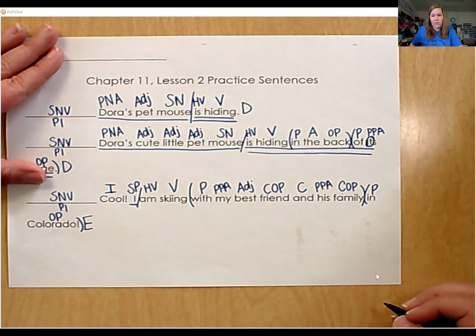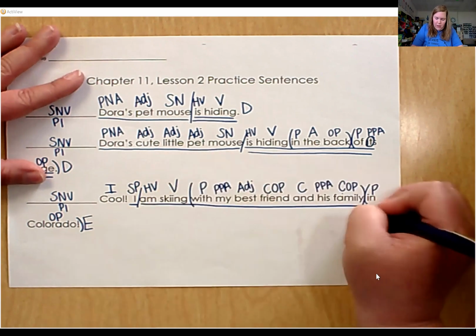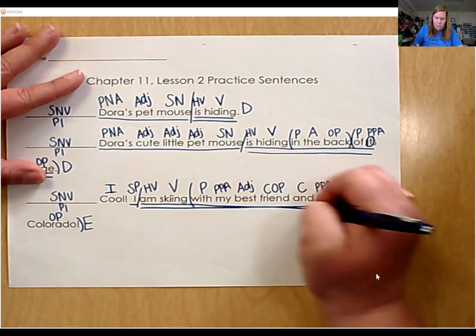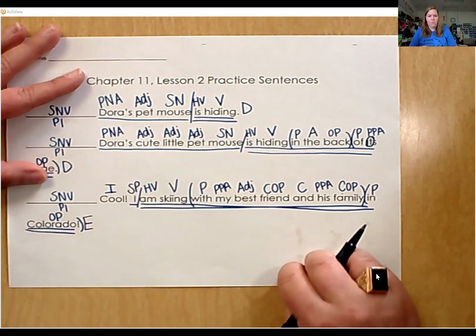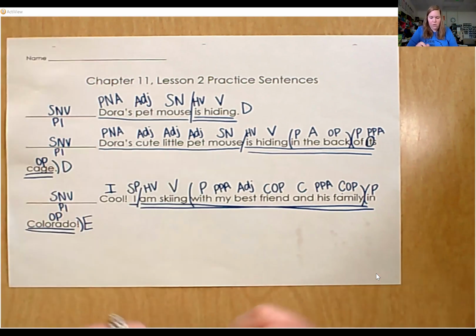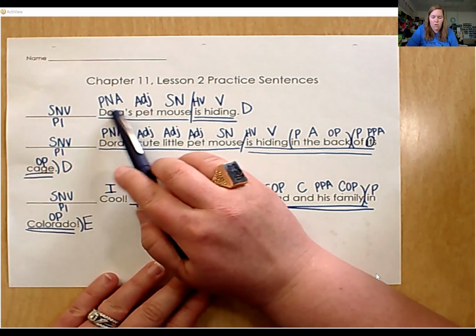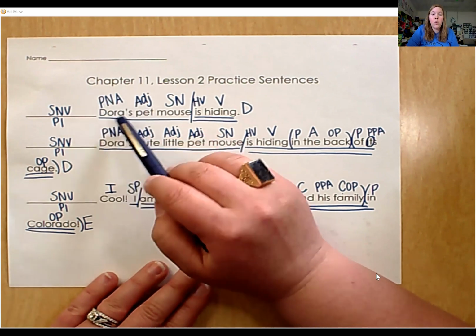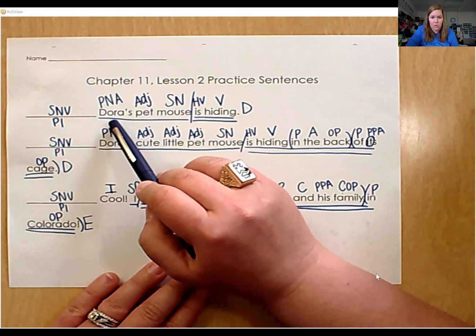Remember, the interjection isn't really part of anything. So I is the subject. The rest of the sentence is the predicate. I am skiing with my best friend and his family in Colorado. So what we added today was possessive noun adjectives. These are words that answer the question whose, and it's talking about a specific person.